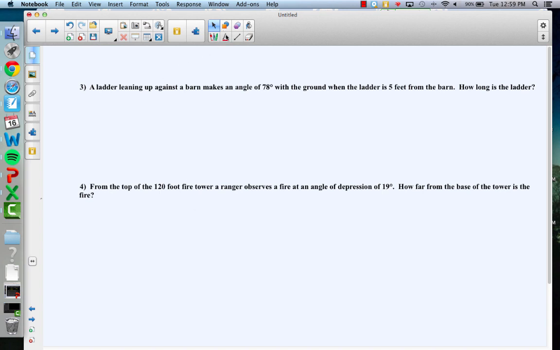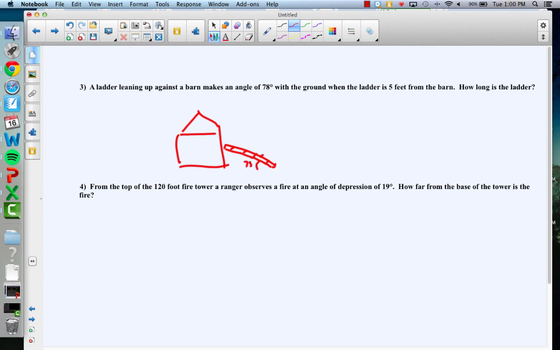Alright, so there's a ladder leaning up against a barn. So if we have a barn here, it doesn't really matter what it looks like, excuse my drawing, and we've got a ladder leaning up against the barn. So here's our ladder, and it says that they know the angle is 78 degrees, and the ladder is 5 feet from the barn, and they want to know how long is the ladder. Well, in this case, that's our line of sight. We don't know how long the ladder is. We don't care about the height of the building, we just want to know what the ladder length is.